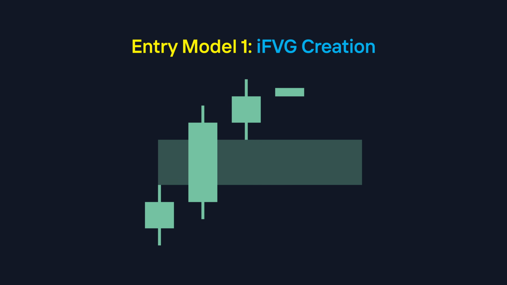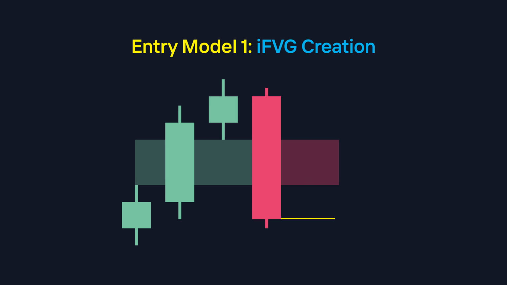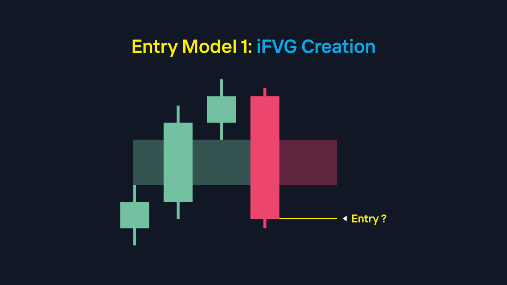For the first entry model, a trader would enter a trade immediately after the iFVG has been created, with the crucial criteria here being that the candle that disrespected the FVG actually closed past the FVG area. And this entry model is considered the riskier model of the two, but also the more popular amongst traders. The reason being is that entering upon the close of the disrespecting candle that formed the iFVG makes sure that you never miss a potential iFVG setup.